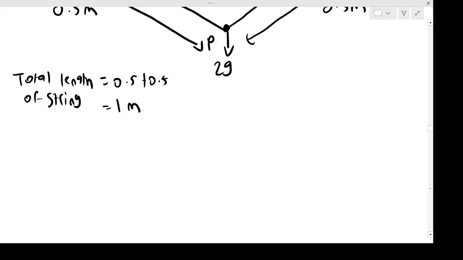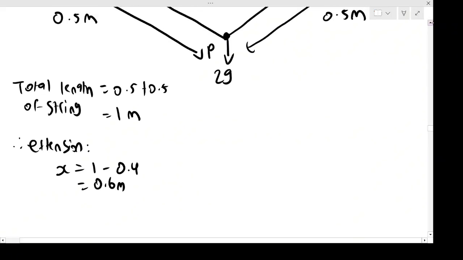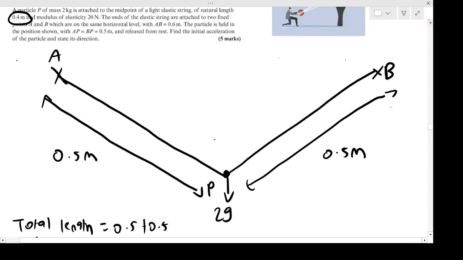Okay, which means then the extension, that's going to be x. That's going to be the total length take away the original, which was 0.4, to be 0.6. So the string in total has been extended by 0.6. Okay, hopefully happy with that. And so that means indeed the strings have been stretched.